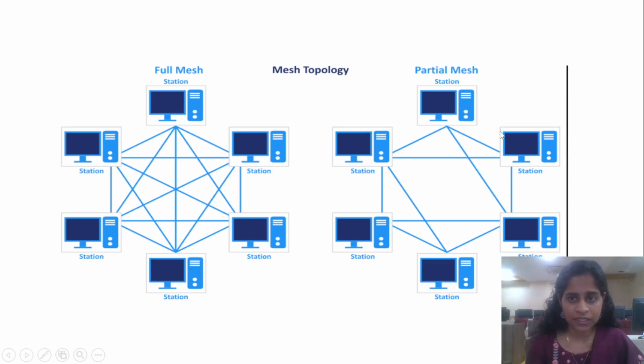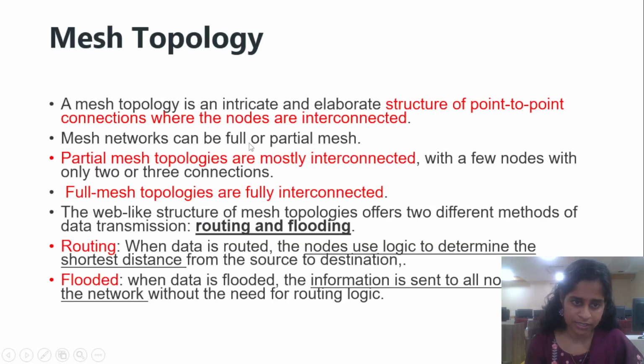Now I'll show you this. Partial mesh is this and this is full mesh. In partial mesh, you can see this device, when I take it as an example, is only connected to this one, this one and this one. So it is not connected to this one, so we can say this is partial. But in this one, a full mesh, each device is connected to all the other devices. So if there are 6 devices, then 6 minus 1 connections will be there for each device.